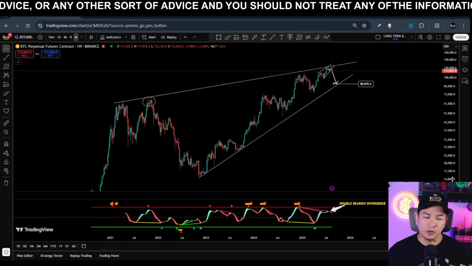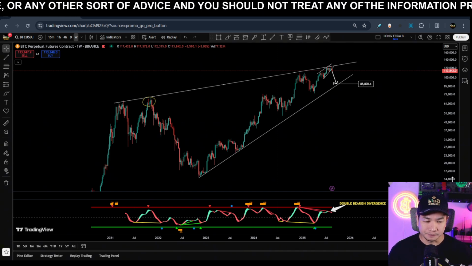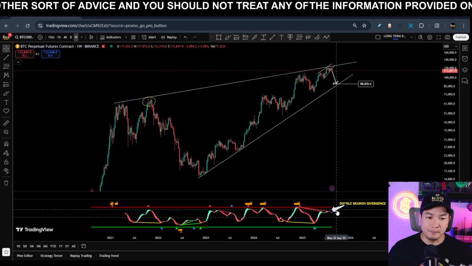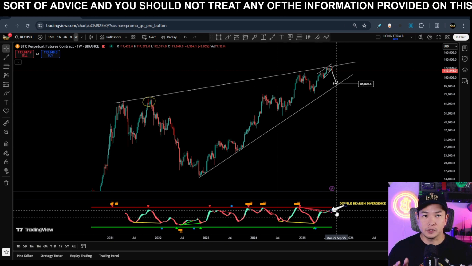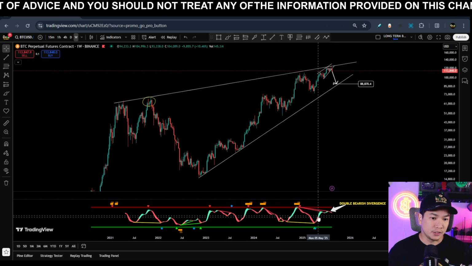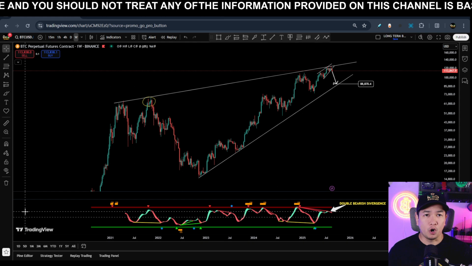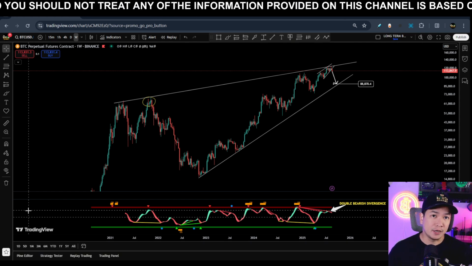So right now we are on the weekly time frame. And what you can see is a double bearish divergence that forms on the oscillator, guys. This is using Chart Prime Oscillator Pro, one of the best paid indicators in the market.